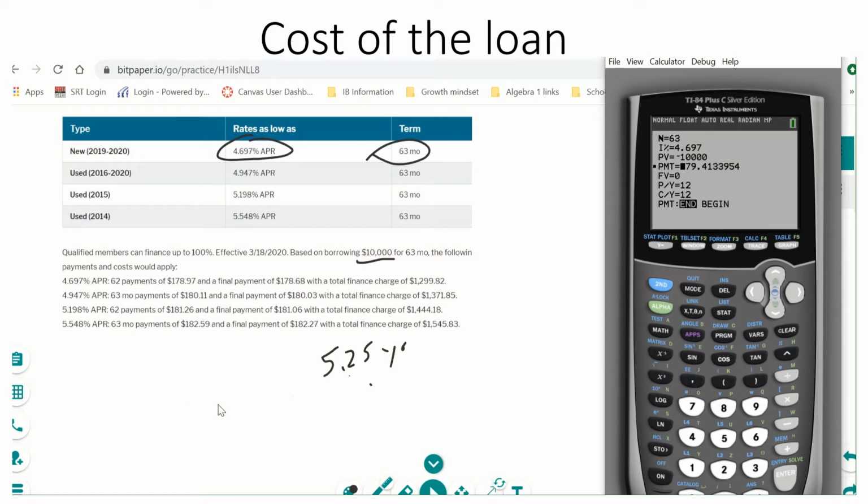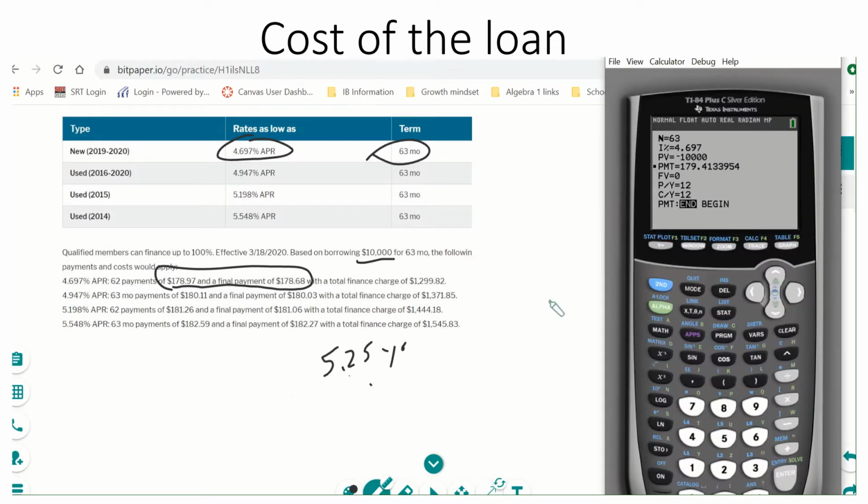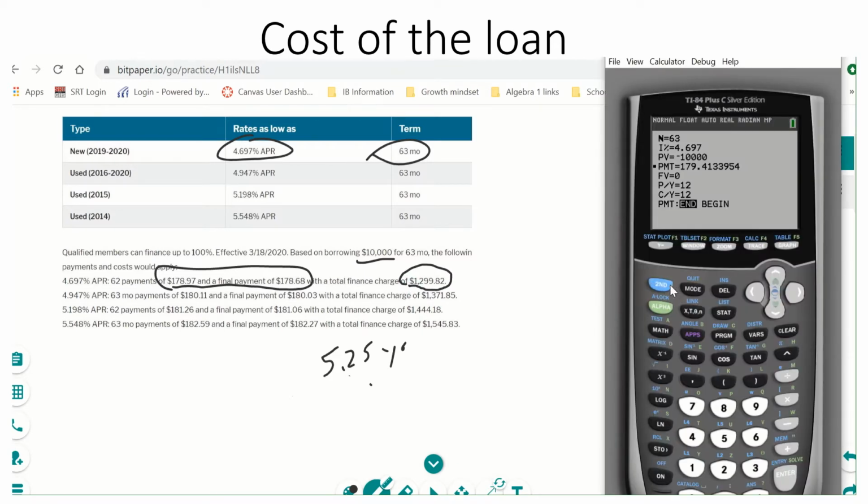And I look over here and I can't quite figure out why they don't exactly match up. But essentially, there's your 179. I think it has something to do with calculation of interest on the front end or back end of the loan, but it's basically the same number. They tell you this is the interest you pay, about $1,300. But you could find that by taking your 179.41 times the number of payments.